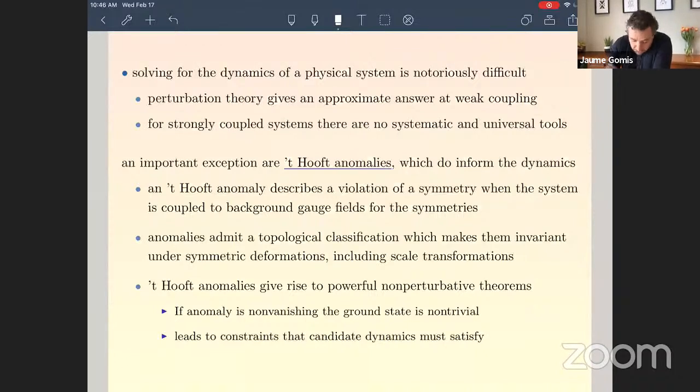Okay, thanks. Yeah, so one thing that we know about 't Hooft anomalies is that if the system has a 't Hooft anomaly, it allows you to say something non-trivial already about the low energy structure of your theory. In particular, it tells you that if a system has an anomaly, the ground state cannot be trivial. And the reason is that the trivial theory does not have any anomalies. So that's already something that you can say immediately. And therefore, it leads to constraints that the candidate dynamics that you're trying to solve for will have to satisfy, will have to match whatever anomalies you have.